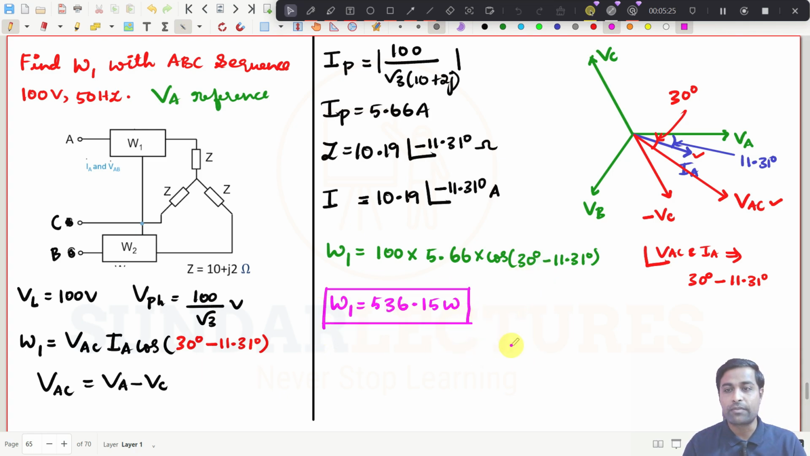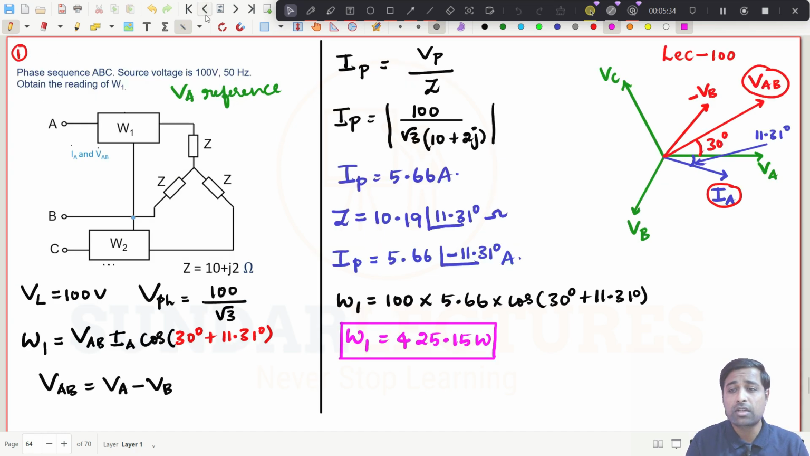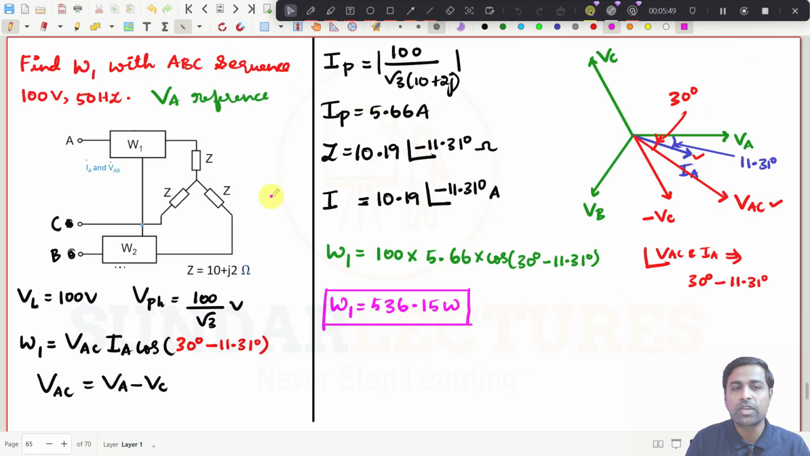One thing you have to be very clear about here. Both the circuits are the same, but this wattmeter is connected in a different way. You should not conclude that the power will vary. No, it is not like that. Find W2 and add the two answers. Add W1 and W2, you will get the real power value. Both real powers will be the same.